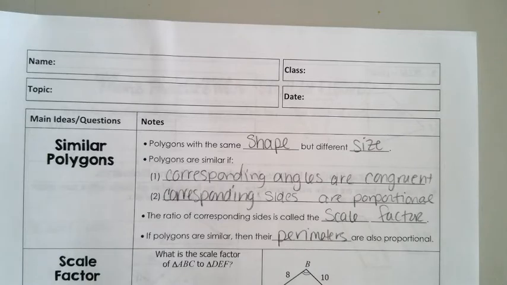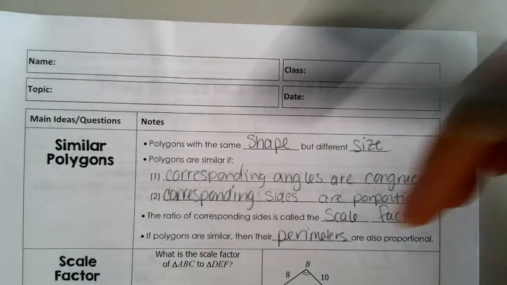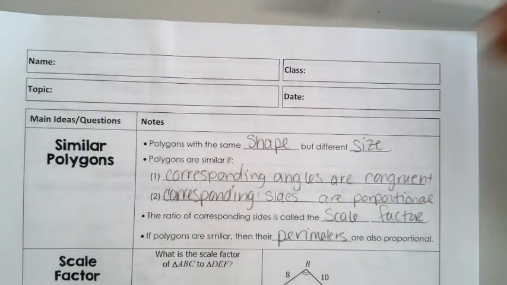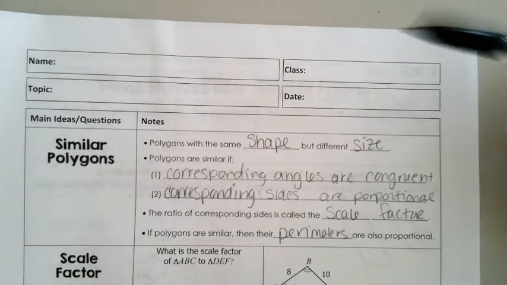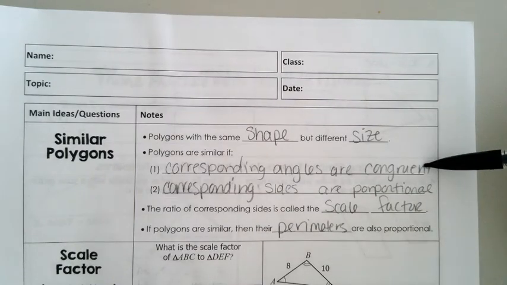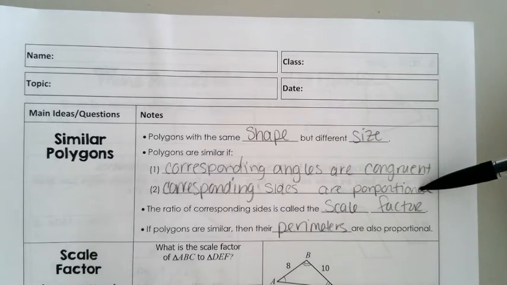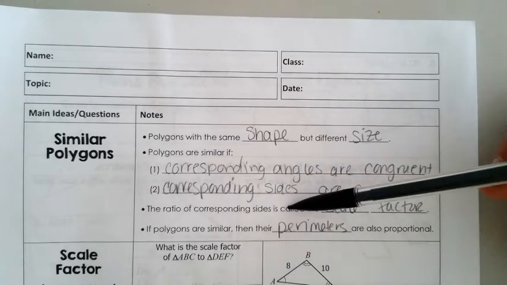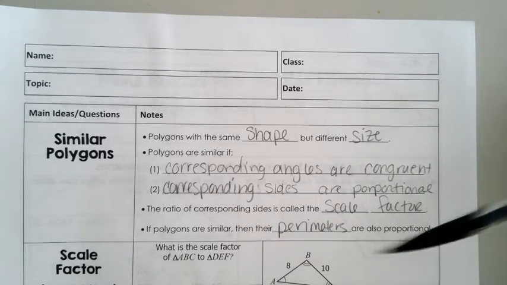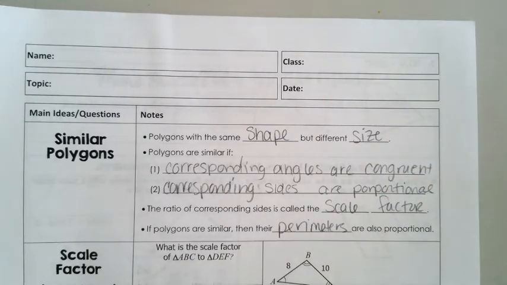There are students in the hallway that are a little chatty, so we're going to talk about similar polygons. Polygons are similar if they have the same shape, but they're different sizes. Polygons are similar if the corresponding angles are congruent and if the corresponding sides are proportional. The ratio of corresponding sides is called the scale factor. And if the polygons are similar, then the perimeters are also going to be proportional. And we're going to see that.